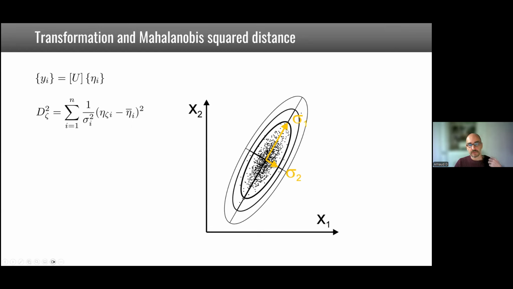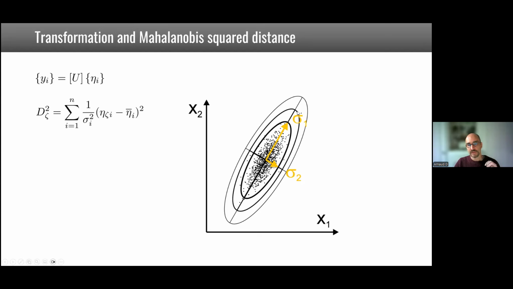If I compute my covariance matrix and do my spectral decomposition, I will find this transformation here, which brings me from x1, x2 to eta 1, eta 2. So this is eta 1 and this is eta 2, okay? And I'm sorry I wrote sigma, but this is just to say that this is the variance along eta 1 and eta 2.